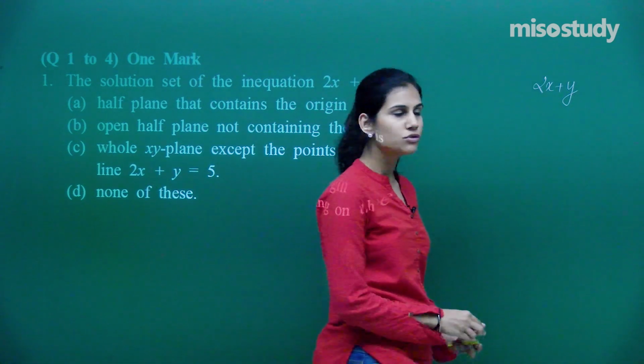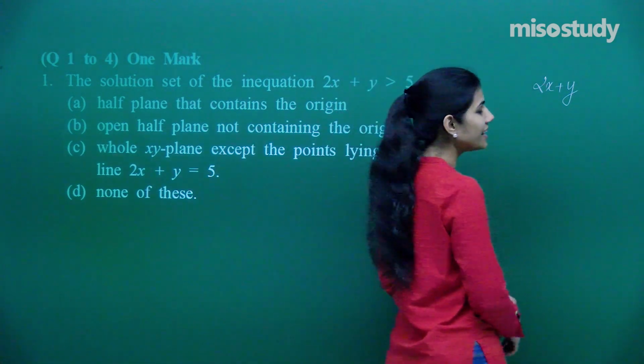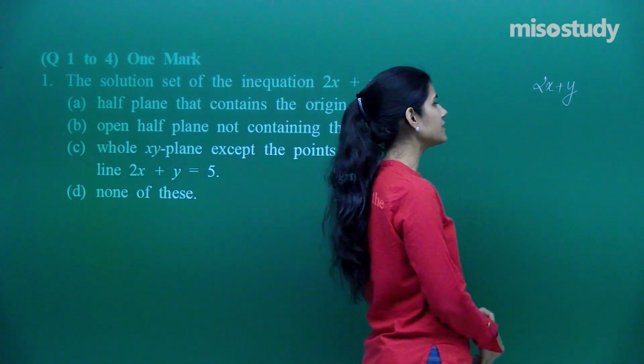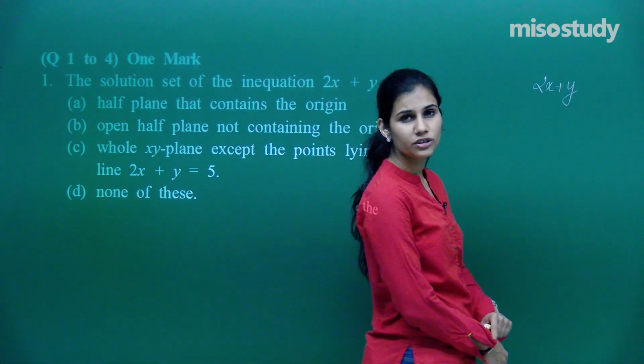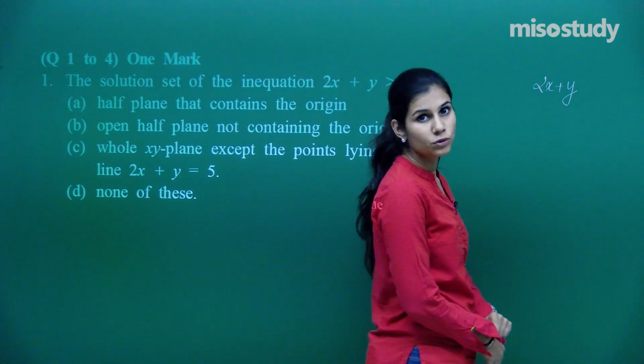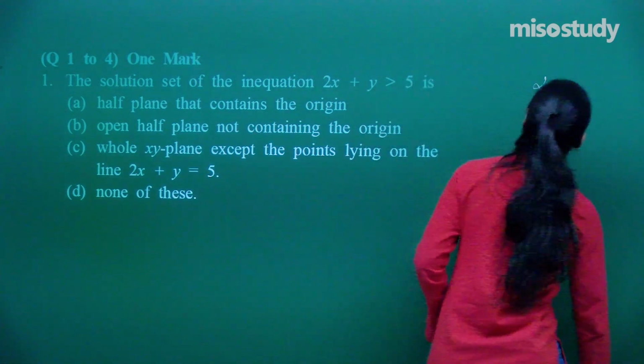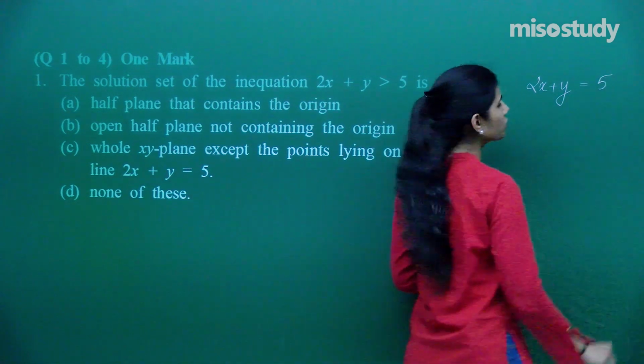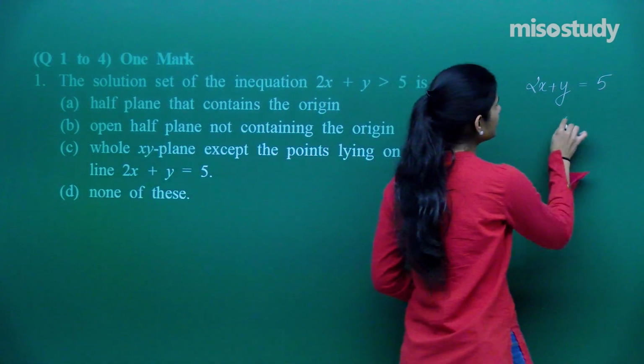So first of all, you consider this to be an equation. If you consider this to be an equation instead of an inequation, you get a straight line in your 2D plane. So what do you get? 2x plus y is equal to 5. This is what you consider. Draw this straight line.